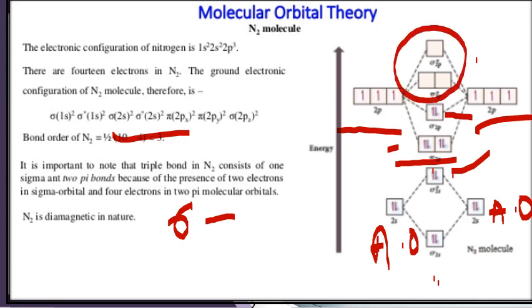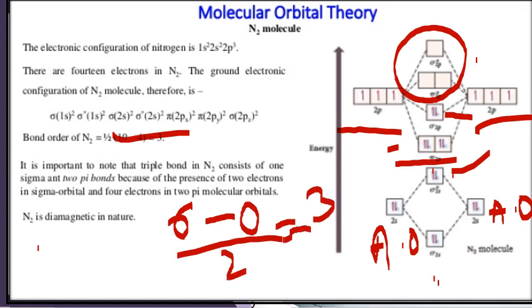Here anti-bonding: none. 0 upon 2. It will give you 3, which means between nitrogen and nitrogen there will be 3 bonds. One of them is a sigma bond and the other 2 are pi bonds, right?